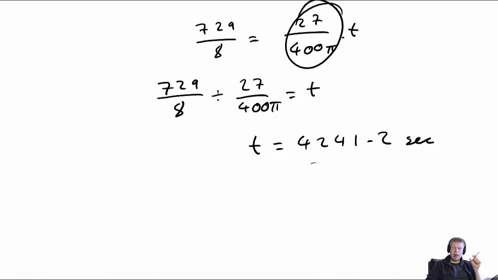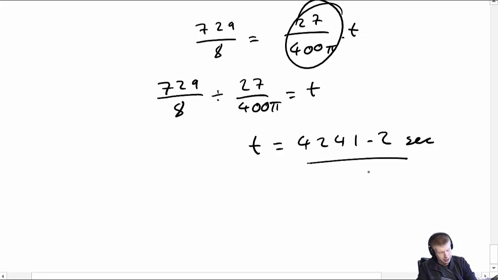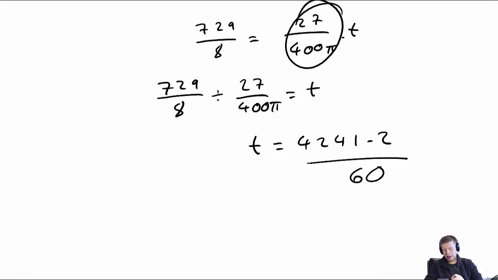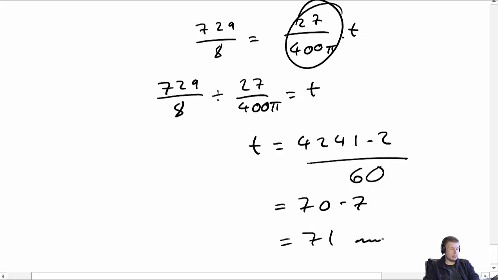Well, in a minute, how many seconds are there? There are 60 seconds. So if we divide through by 60, we make it 60 times smaller, because for every 60 seconds there is a minute. So how many minutes are there? It comes out as 70.7, effectively. To the nearest minute, that's just 71 minutes.